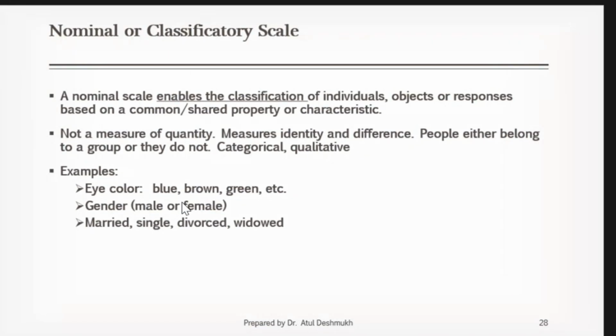So I have just classified your batch, or by gender, males and females, or another classification: married, single, divorced, widowed. So it is just a classification. It is not giving any further information. It is not further categorizing. So nominal scale is basically what? It is a classificatory scale and it has no natural order. So always remember, whenever there is no natural order, it is called a nominal scale, a classificatory scale, the basic scale of measurement in research.